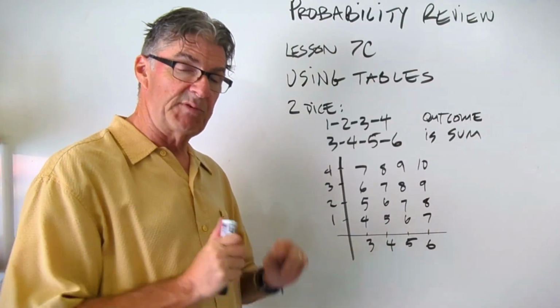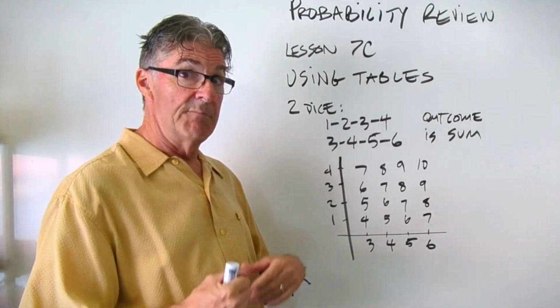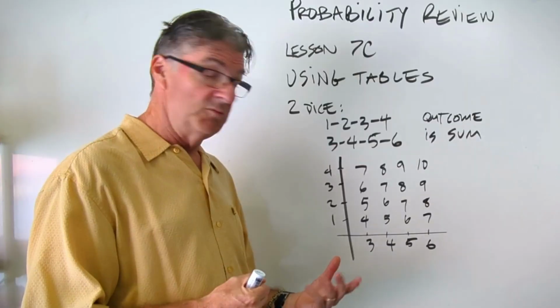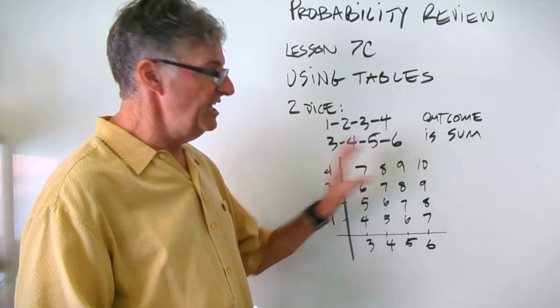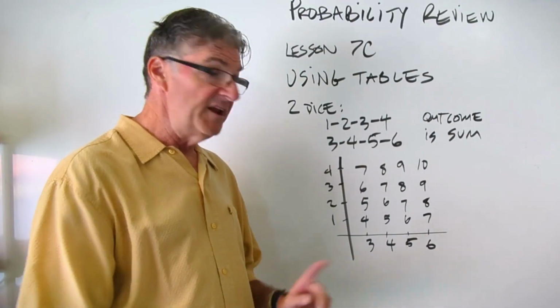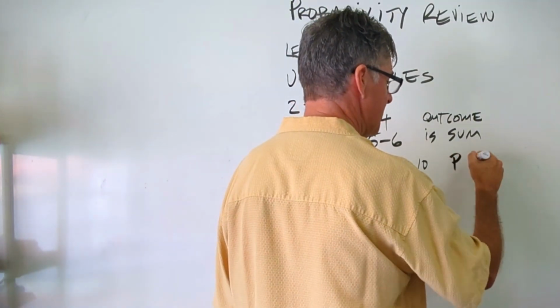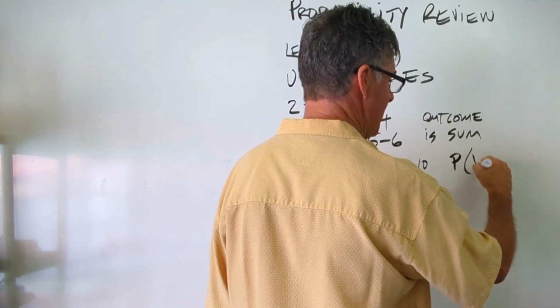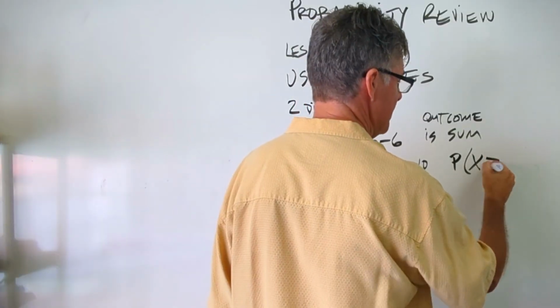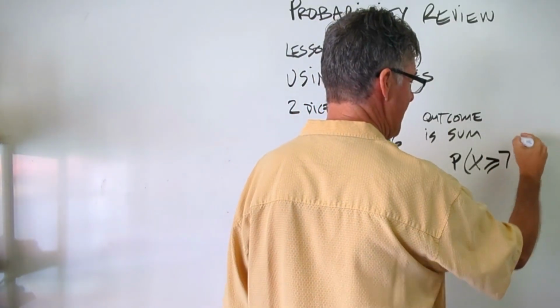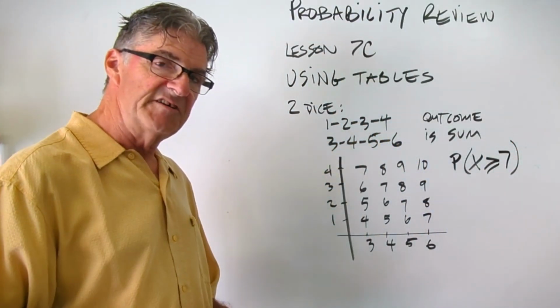Now pay attention, these problems are tricky. They might say product instead of sum, in which case you'd have to multiply both of these to get your outcomes. So now, here is a probability type question you might get. What's the probability that the sum, and we're going to say x, is greater than or equal to 7? So go ahead, pause the video, figure that out.